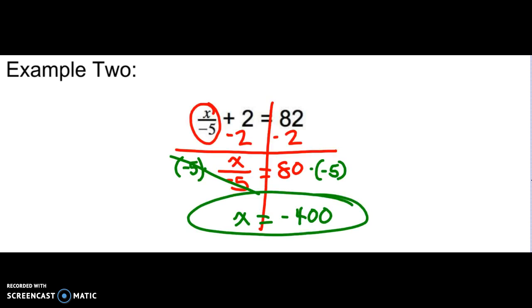So you see a very similar setup here. I started by circling the variable, and I was left then with a +2 to get rid of, which I did by subtracting 2 from both sides. That left me with x divided by -5 equals 80. And then to undo that division by -5, I had to multiply by -5, which left me with x equals -400. So let's try a different example now without division in the original problem.